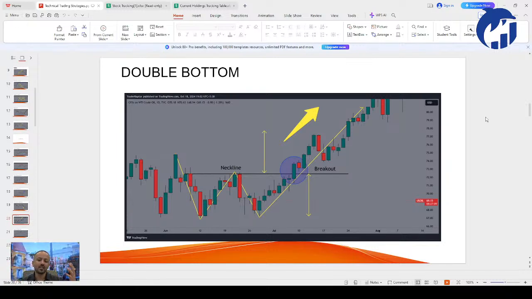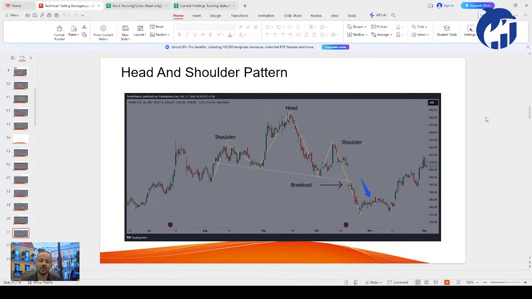So double tops and double bottoms, correct? With double tops and double bottoms, there are two peaks or two valleys, correct? Now we're going to talk about head and shoulders, right?